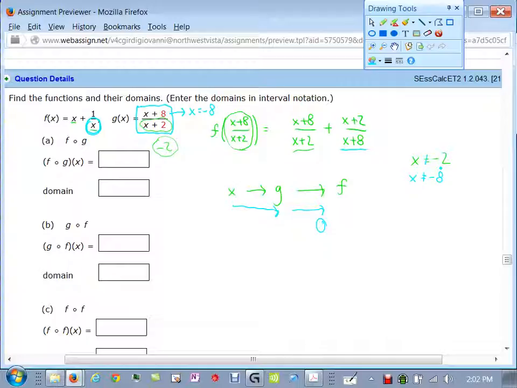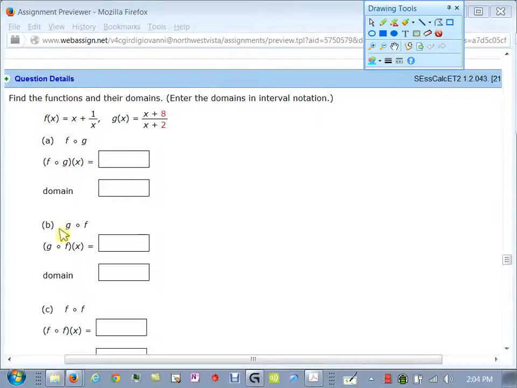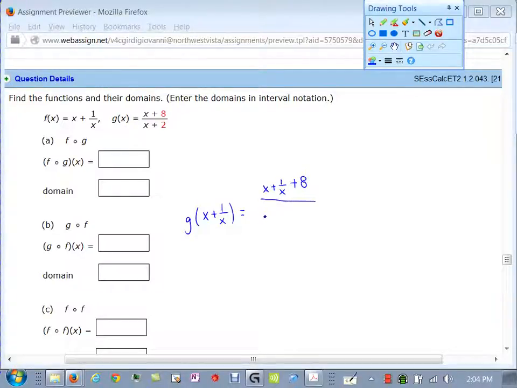Now let's try and do this the other way. Let's go g of f. So g of f, we start with g, and inside of it we put f, x plus 1 over x, which is, when we plug that into g, we get x plus 1 over x, then plus 8, that's on top, and then on bottom, x plus 1 over x plus 2.